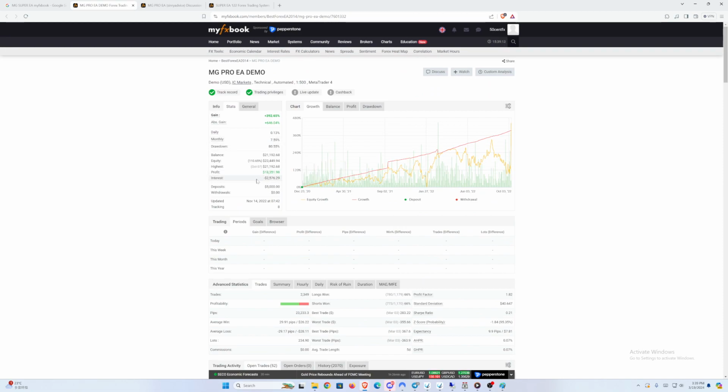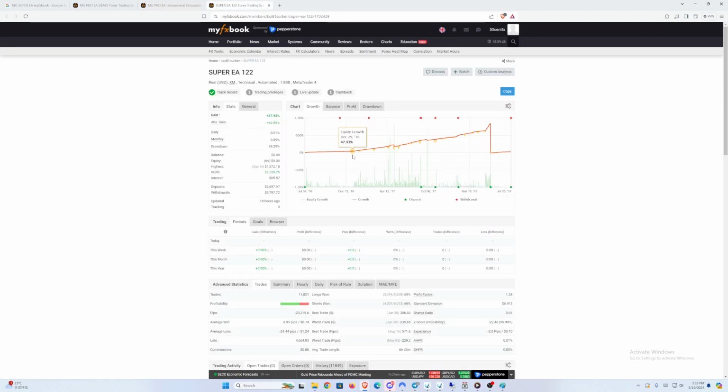It has a very huge drawdown. 80.55% drawdown, but it's still growing. And we can see the equity almost went back to zero. So it's not quite a good green flag in here. And the equity drawdown is very unstable. So I don't really like this one.